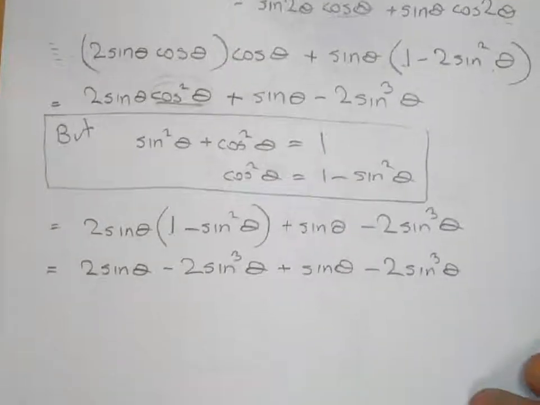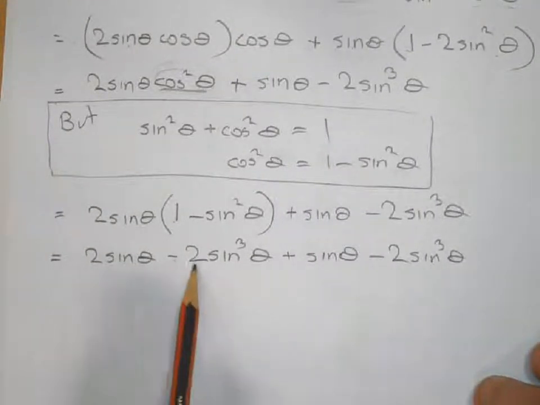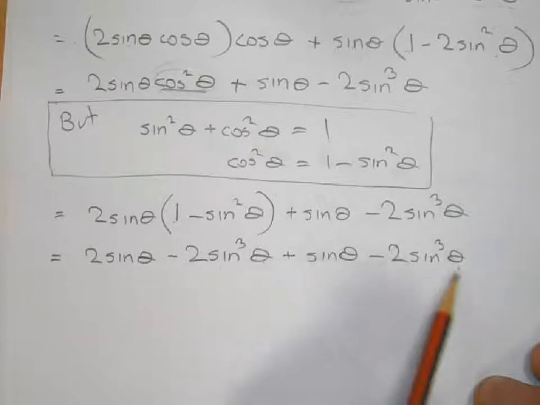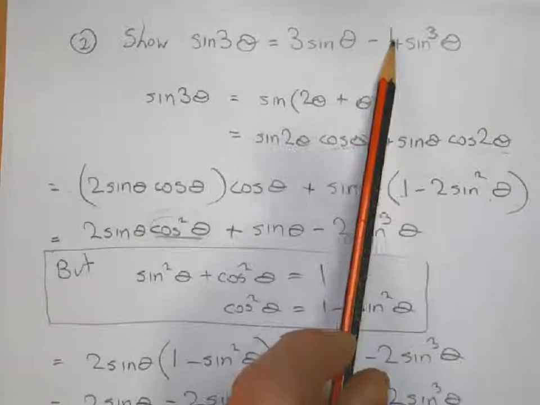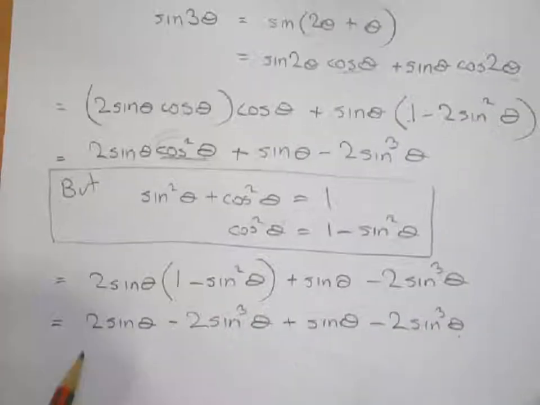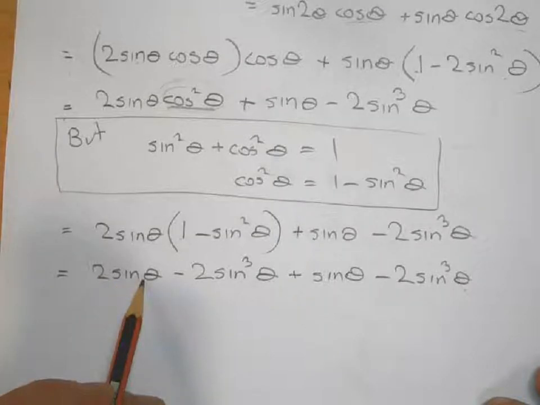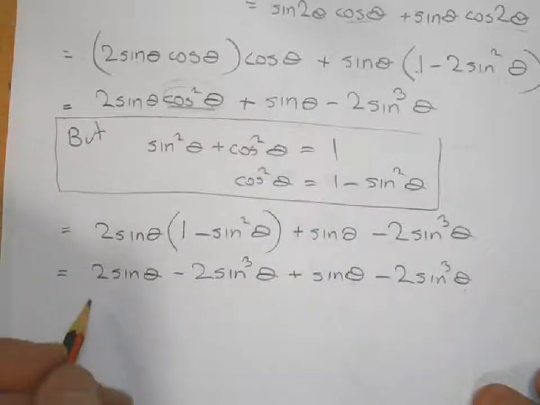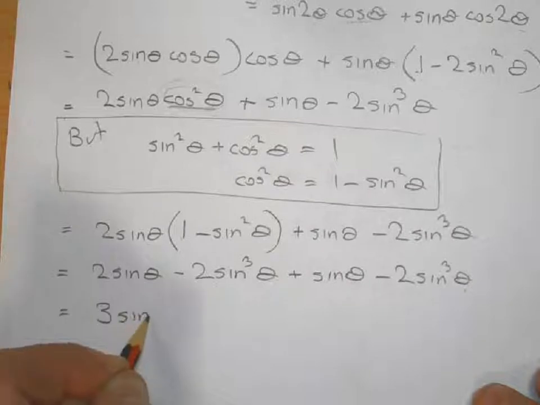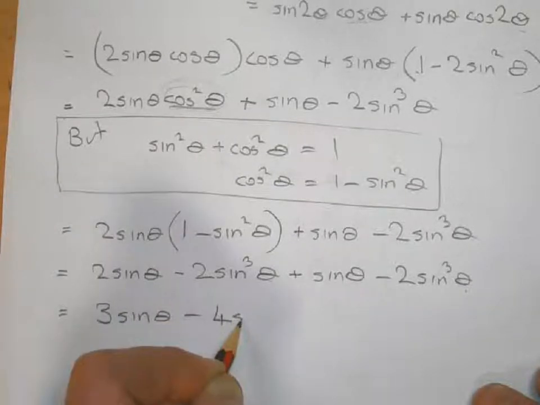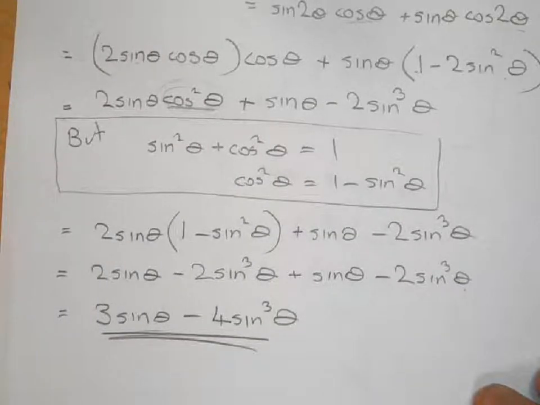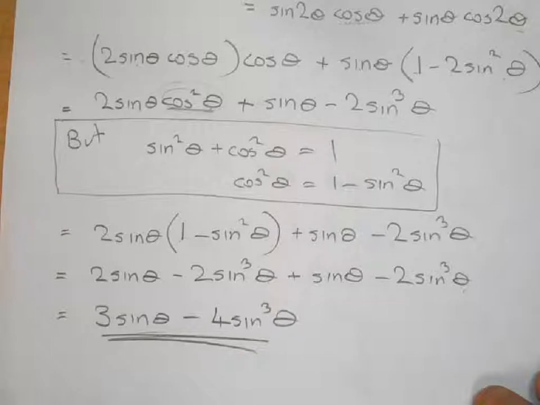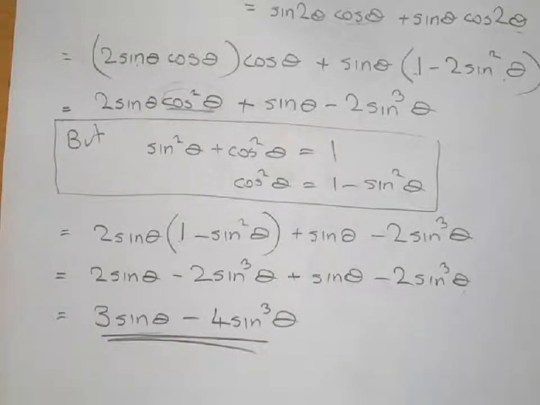And we're almost there now. Look at that, minus 2 sine cubed theta minus 2 sine cubed theta, and that is going to be our minus 4 sine cubed theta there. And also sine theta plus another sine theta is 3 sine theta, and that is exactly the same as what we started off with. So that's the same as the right hand side, therefore proving that sine 3 theta is exactly the same as this. Okay, I hope that helps you with some double angle formulas.